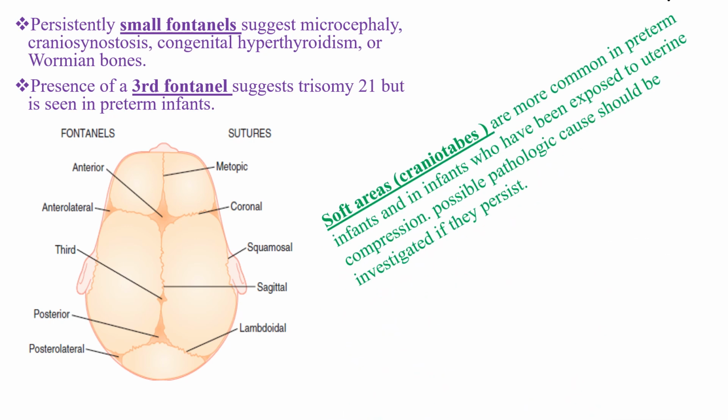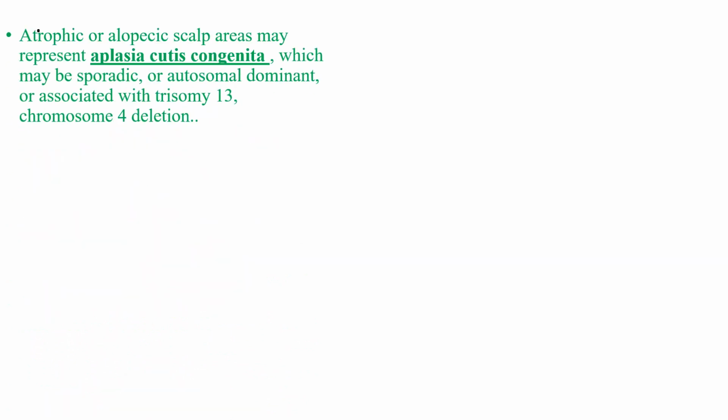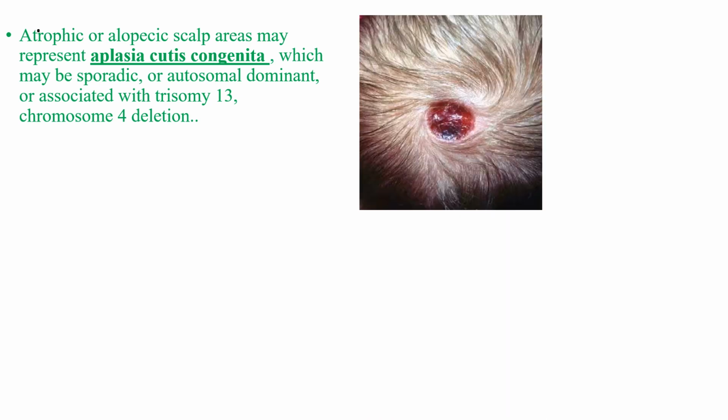Soft areas, which we call craniotabes, are more common in preterm infants and in infants who have been exposed to uterine compression. Most of the time, this is a benign condition, but possible pathologic causes such as rickets should be investigated if they persist. Atrophic or alopecic scalp areas might represent aplasia cutis congenita, which may be sporadic or autosomal dominant or associated with trisomy 13 or chromosome 4 deletion.